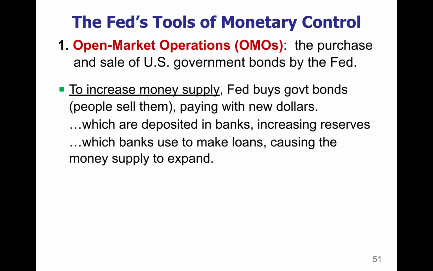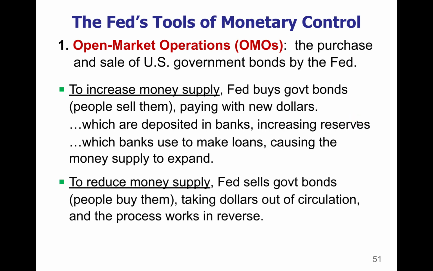So this is going to increase the money supply, which lowers the interest rate. And when the interest rate is lower, people spend money, causing aggregate demand to go up.